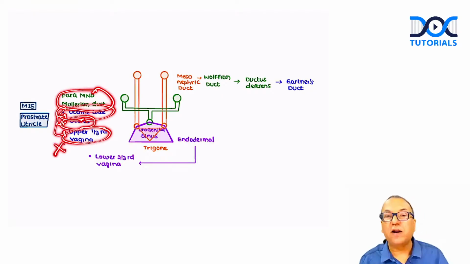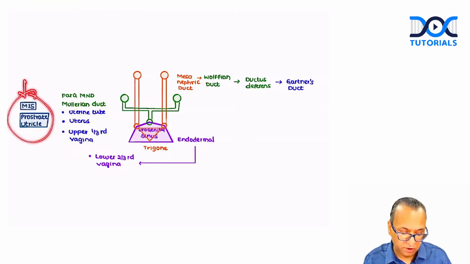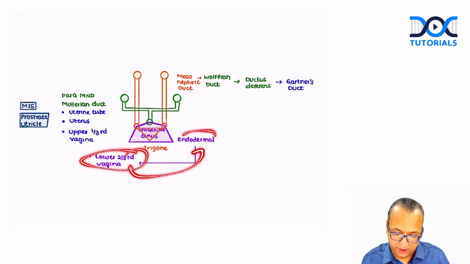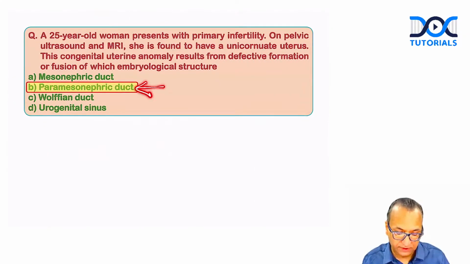There can be Mayer-Rokitansky-Küster-Hauser syndrome, Mullerian anomalies: uterus missing, uterine tube missing, upper 1/3 of vagina missing. They are all Mullerian anomalies. In male, because we have Mullerian inhibiting substance, you will not have a uterus. It is called the prostatic utricle, a remnant of the Mullerian duct in male. So the lower 2/3 of vagina is endoderm of the urogenital sinus. Here you will keep your answer as paramesonephric because you are talking about unicornuate uterus.